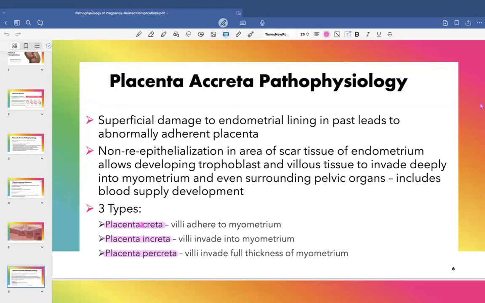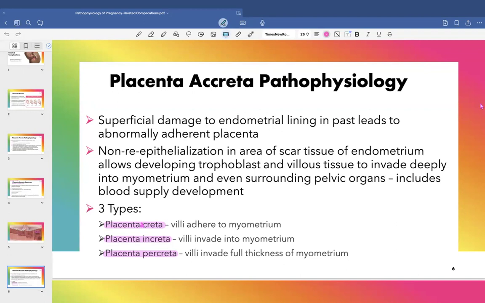Okay, it's a very serious condition. And so it is important to identify it, and so you know what the risk factors are, and it has to do with the invasion of the myometrium of the uterus.